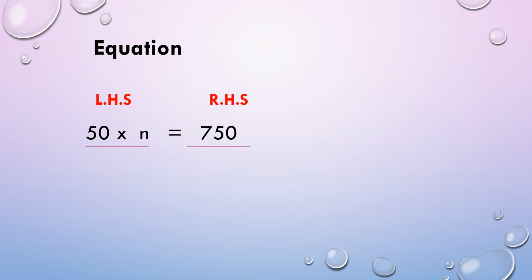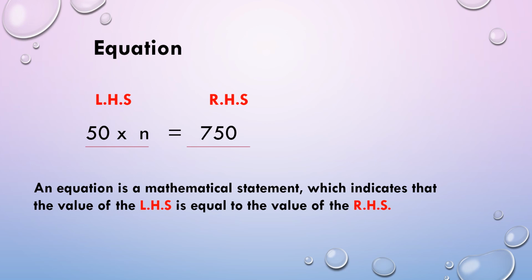What does this equation indicate? It tells us that the value of 50 into n is equal to 750. So an equation is a mathematical statement which indicates that the value of the LHS is equal to the value of RHS.